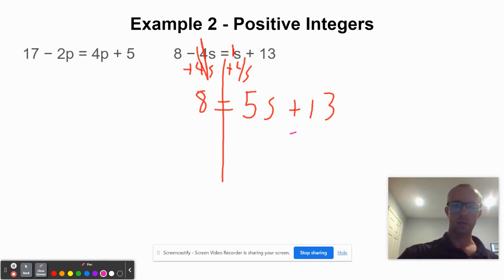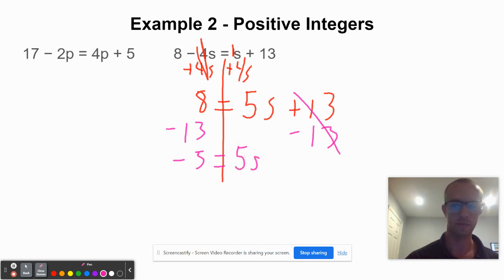All right, now I subtract 13 from both sides. Those cancel out. And I have 8 minus 13. 8 minus 13 is negative 5 equals 5s.